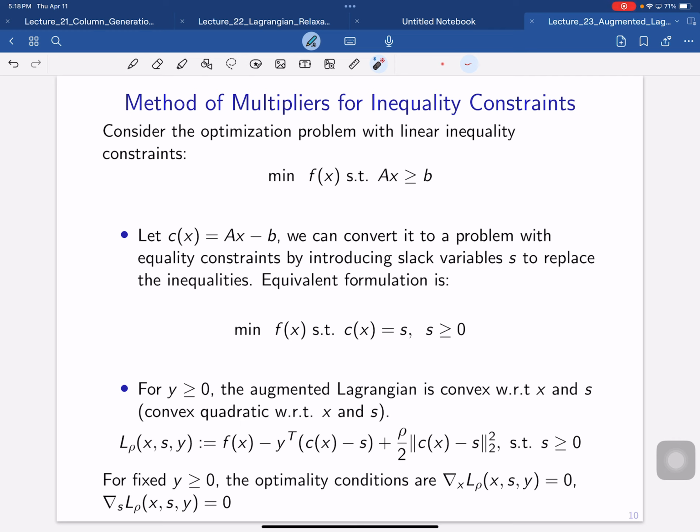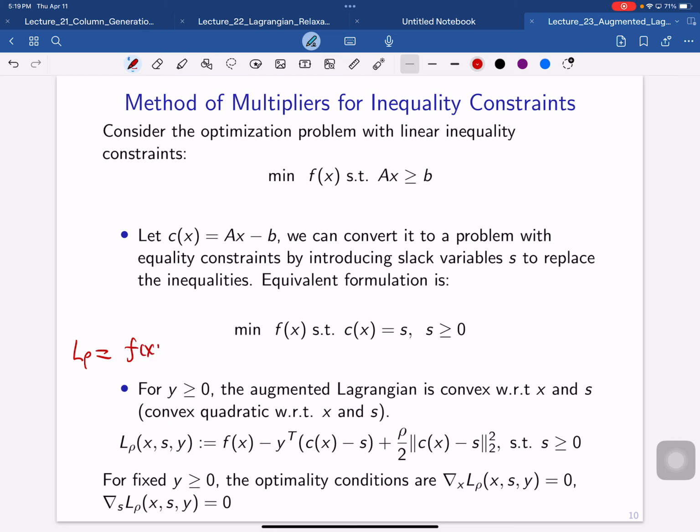Okay, so maybe let's first find out how to find the optimal solution of s. We can rewrite this problem. Maybe people are not so comfortable with vectors and so forth. We can write this problem in a scalar form, right? So let's rewrite the augmented Lagrangian function in a scalar form.